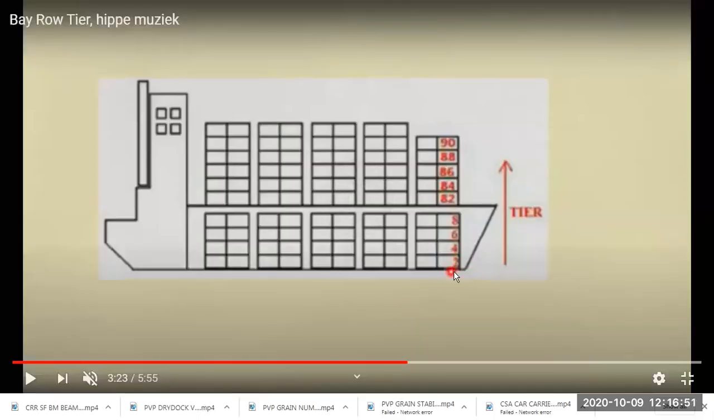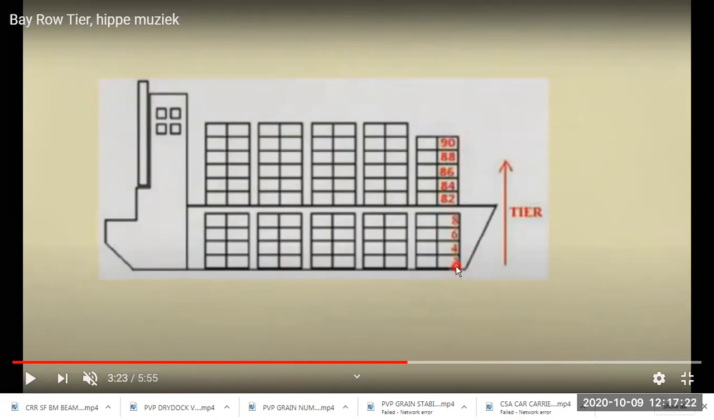Now we find out the tier. So this is how the tiers are numbered from bottom of the hold, like this. First tier is number 2, second tier is number 4, third tier is number 6, and fourth tier is number 8, like that. It keeps on increasing up to the deck level, and from deck onwards we put 82. Why? Because to indicate the container is above deck or inside the hold. So 82, 84, 86, 88 and 90.